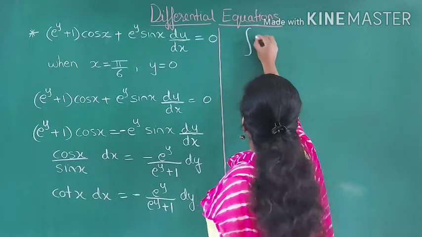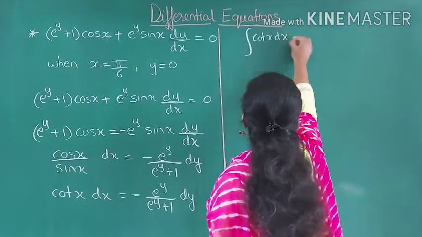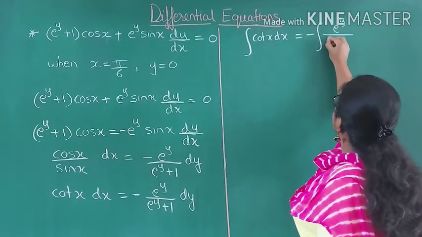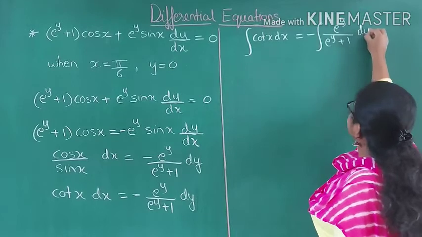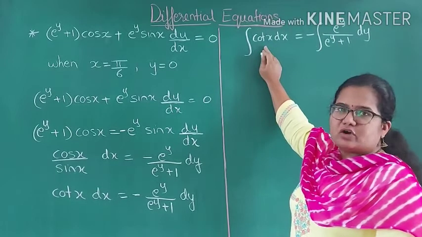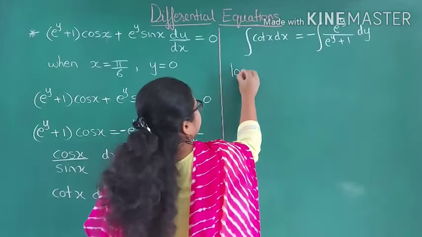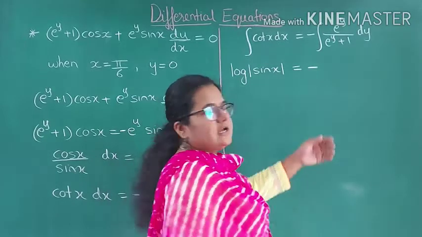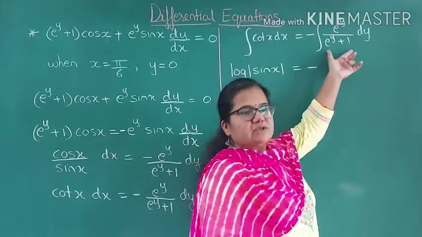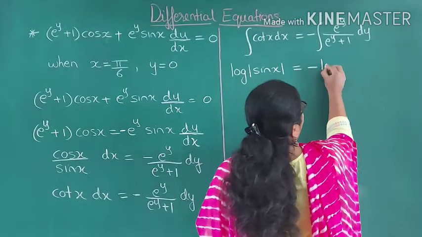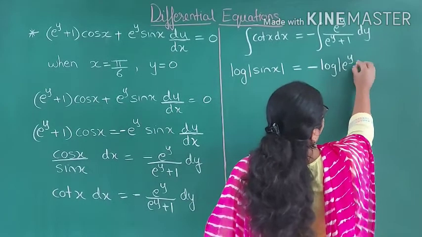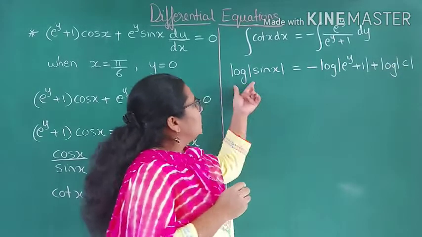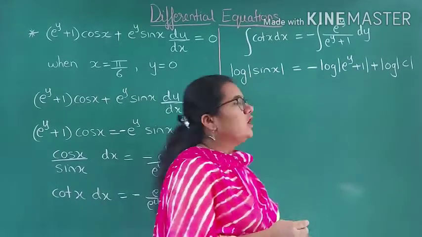So integration of cot x dx is equal to minus integration of e raised to y upon e raised to y plus 1 dy. We know that integration of cot x is log of sin x. So log of sin x is equal to minus, then again this is the format of f dash of x upon f of x. So it will be log of e raised to y plus 1 plus log of c, constant of integration. Since both the terms are in log, constant also we take in terms of log.